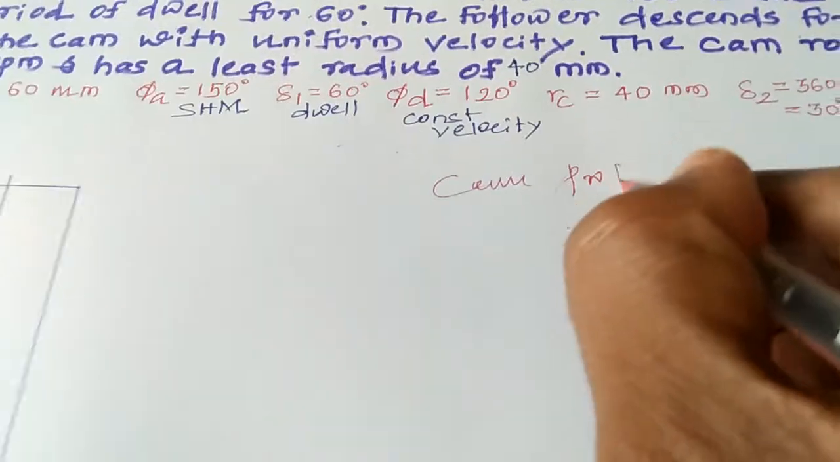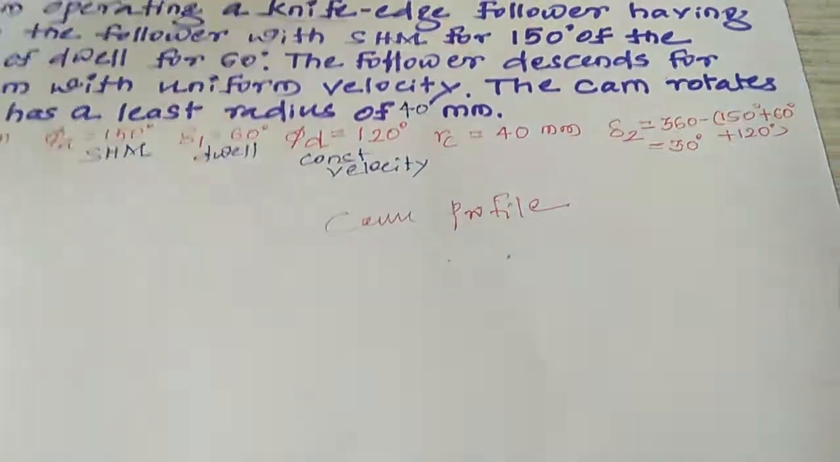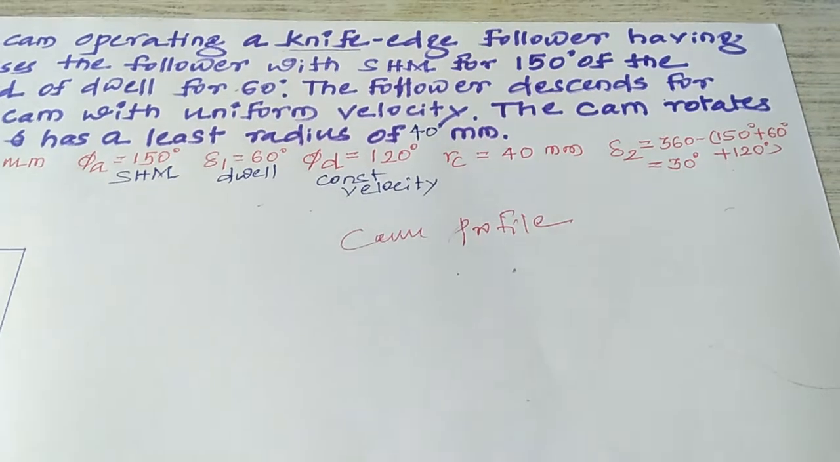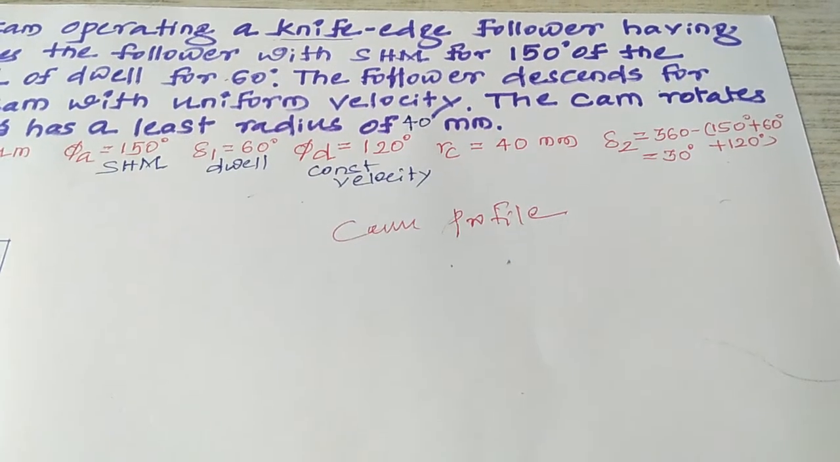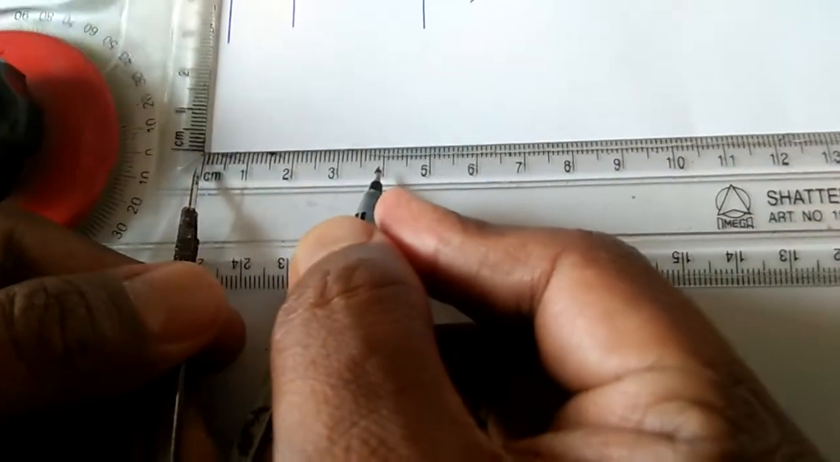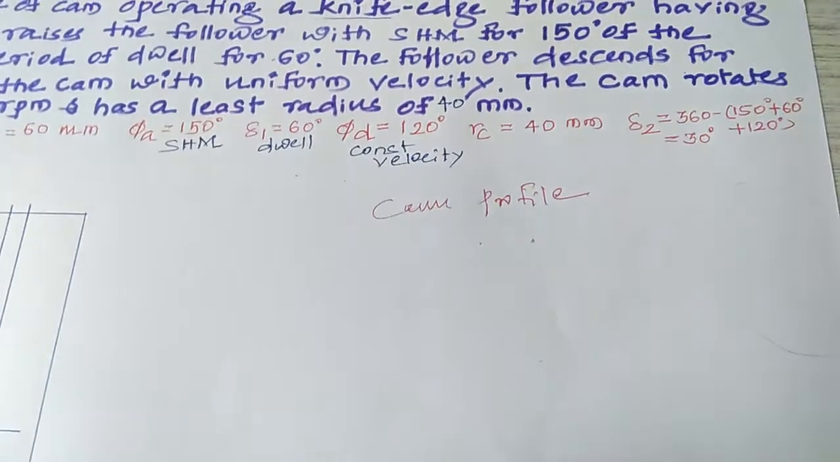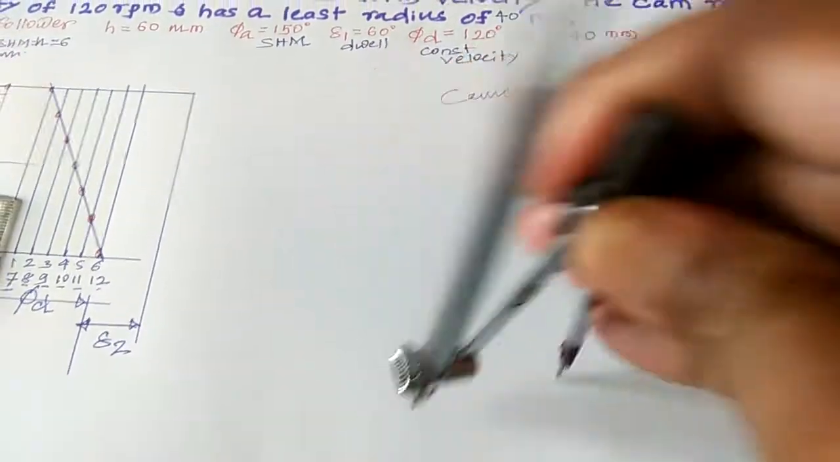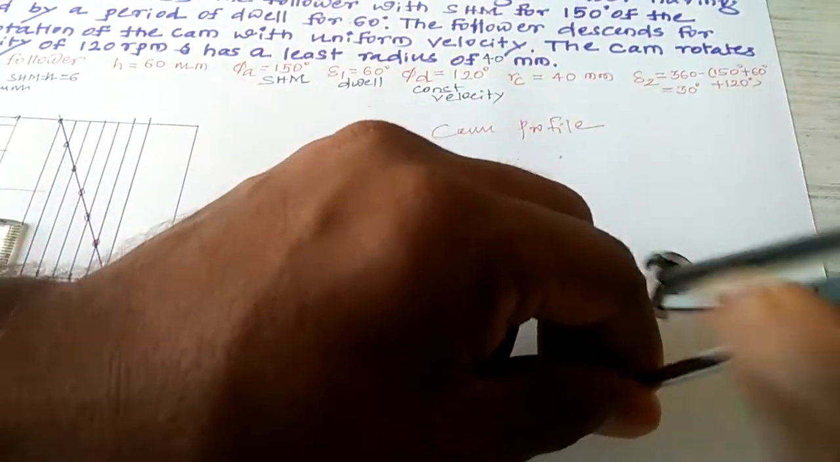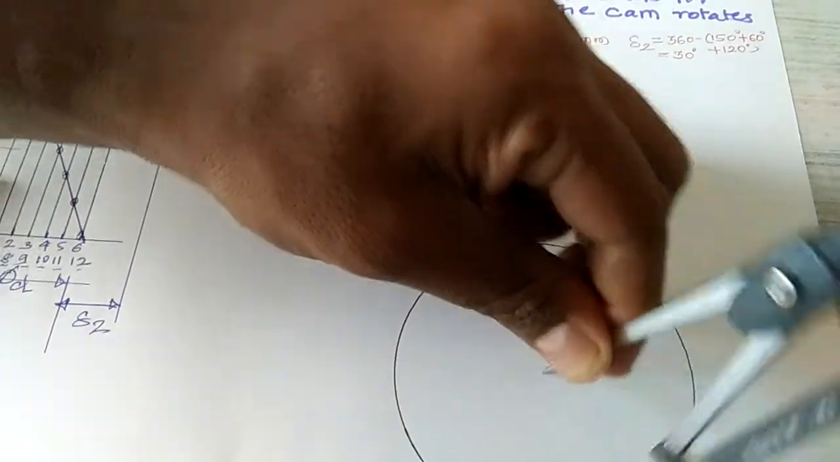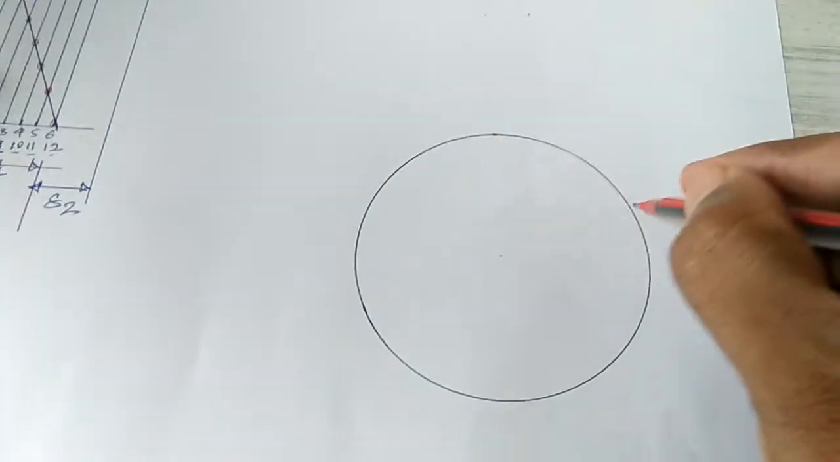Now I'll go to the cam profile. For this, they have given the radius of the cam as 40 mm. I draw the 40 mm here. I will take the radius as 4 centimeters. This is the radius of the cam, nothing but RC. If you want, you can mention this as RC.